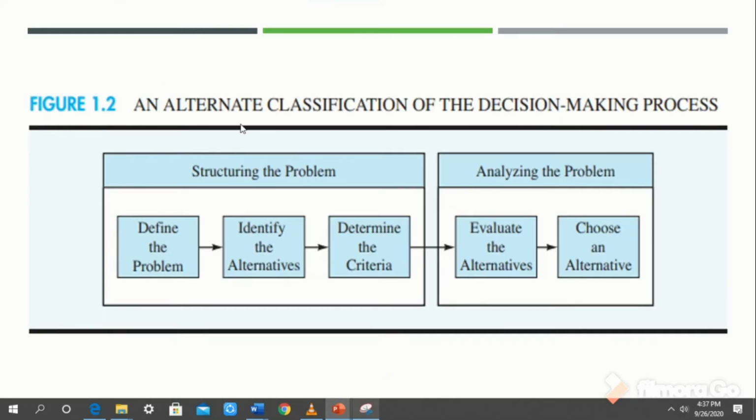An alternate classification of the decision-making process. Katong 5 sa decision-making process. So, mag-define ka sa imong problem, identify sa imong alternatives, imong i-determine ang criteria, mao na imong structuring, pag-organize sa imong possible solutions. But when you evaluate the alternatives and choose an alternative, this is when you already analyze the problem.